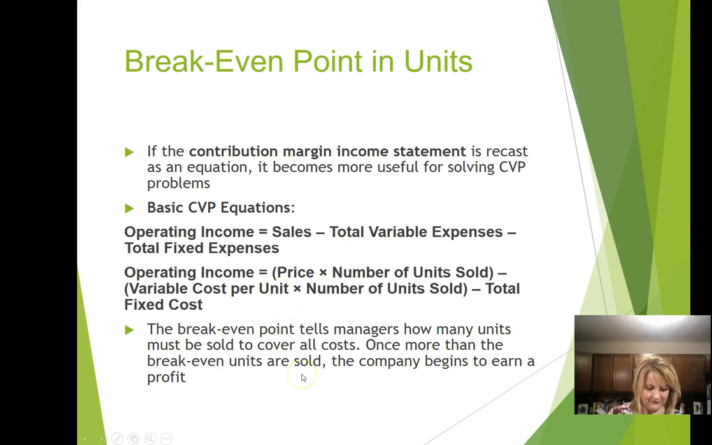We can further expand the operating income equation by expressing sales revenues and variable expenses in terms of unit dollar amounts and the number of units sold. More specifically, sales revenue equals the unit selling price times the number of units sold, and total variable costs equal the unit variable costs times the number of units sold.